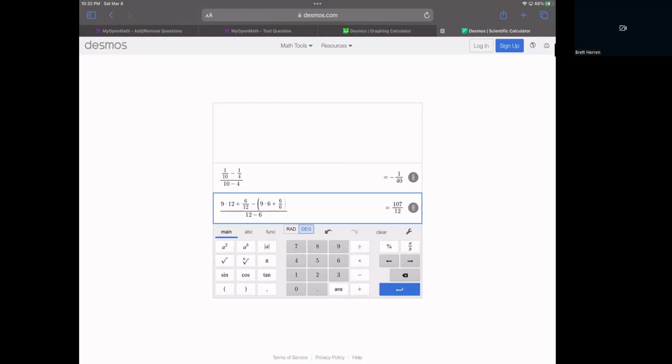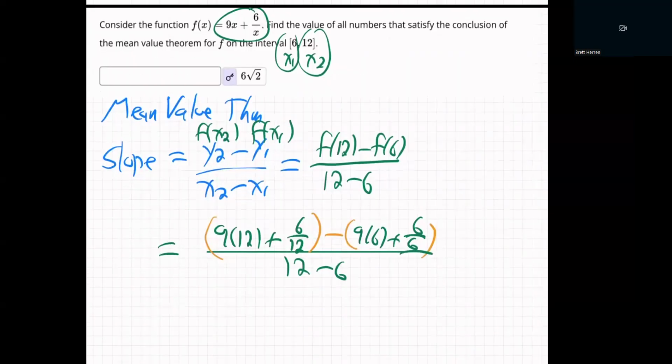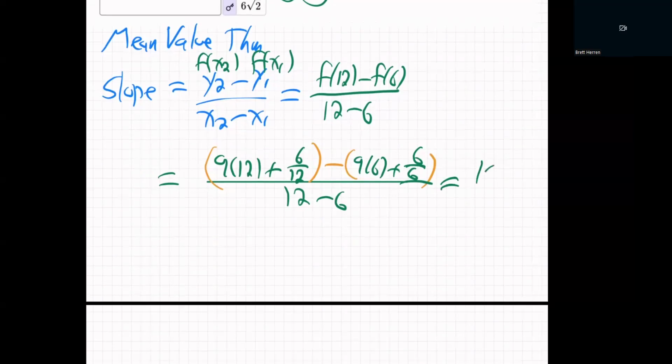We could do it as a fraction. I like to go with fractions once again. 107 over 12. So we get 107 over 12. Okay, so that's the slope. That's the mean value slope.